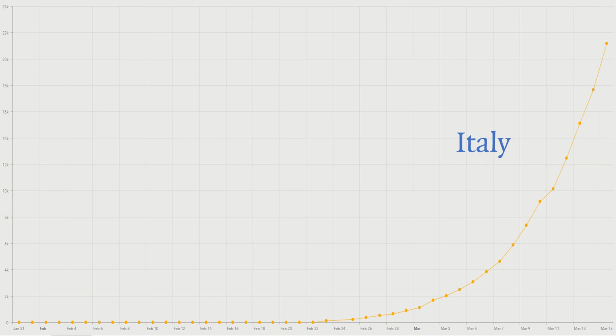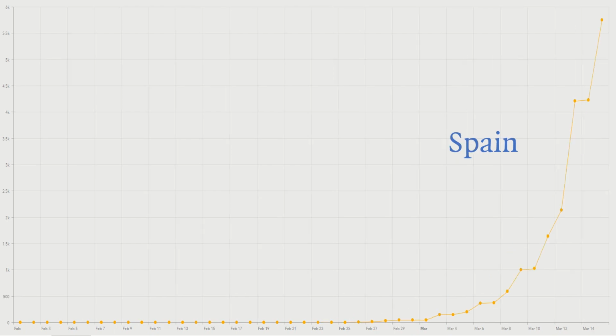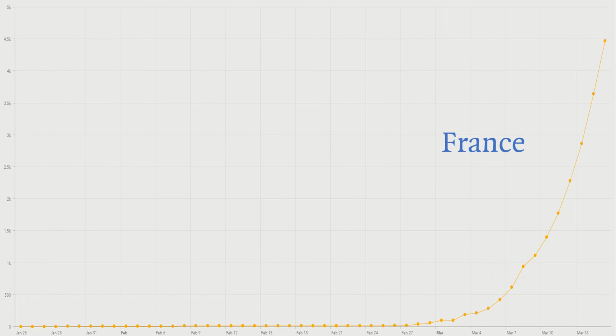Although now Italy is completely in lockdown, so hopefully, looking at the numbers and the predictions, I think that Italy will reach the inflection point within the next few days. But so far, we're still in the ascending phase. Spain is still in the exponential phase. France is also growing very rapidly.